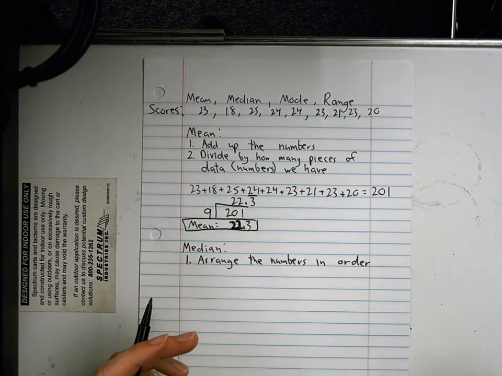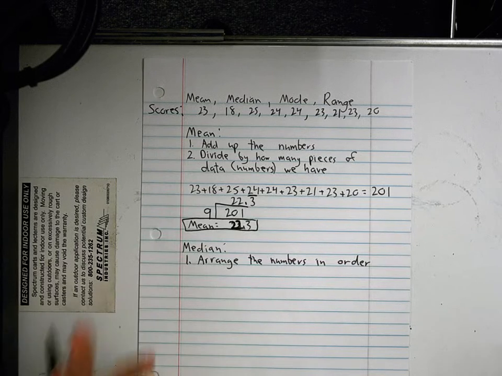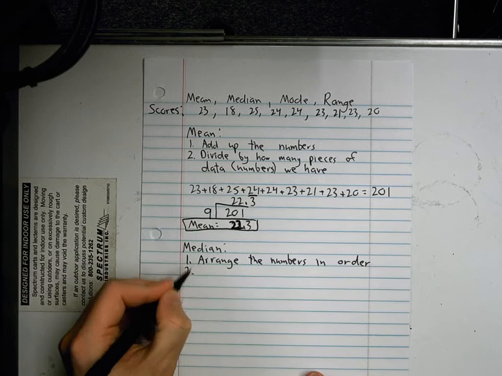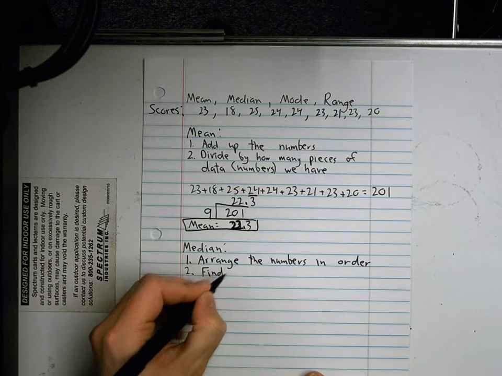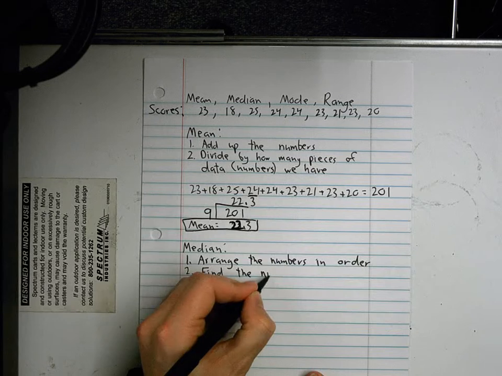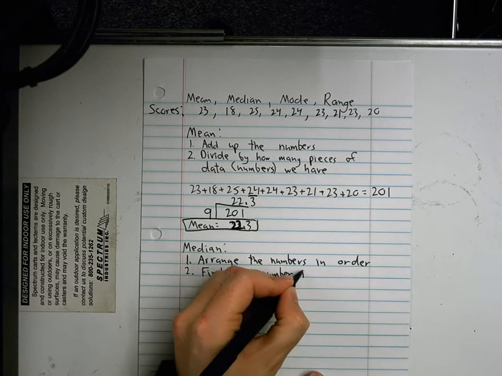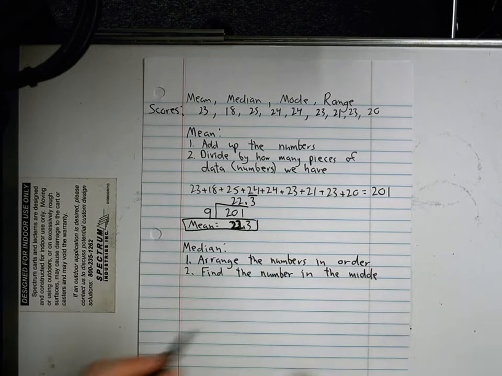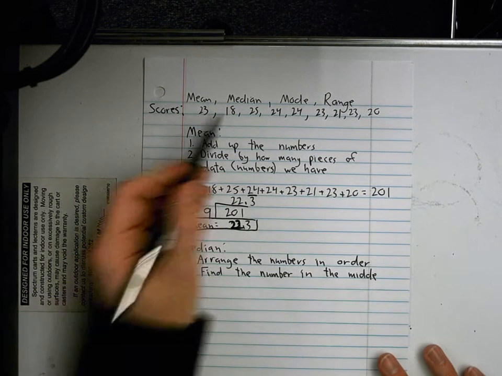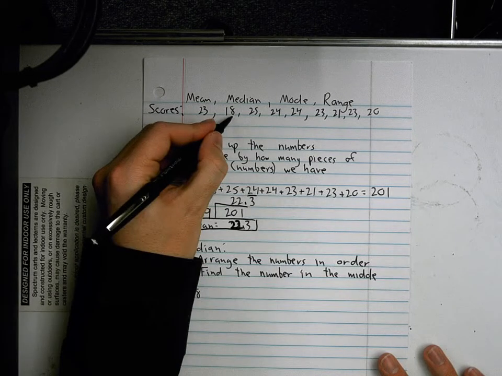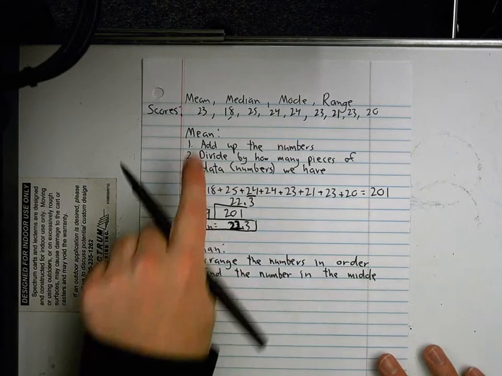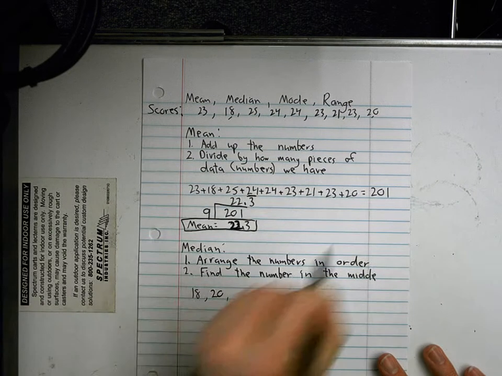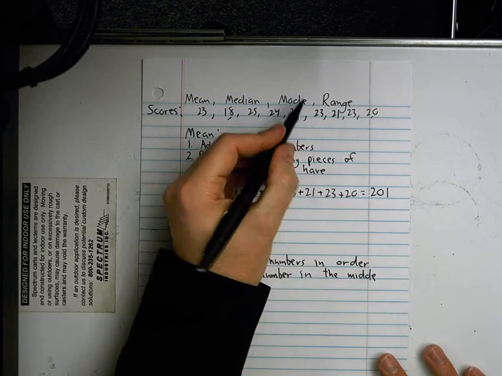Doesn't matter if you go from least to greatest or greatest to least. Doesn't really matter yet. And then find the middle. Find the number in the middle. So if I look up here and I'm going to start, my smallest one is 18. I'm going to put just a little check underneath it just so I know I've used it. The next one is 20. The one after that, I have a 21 right here.